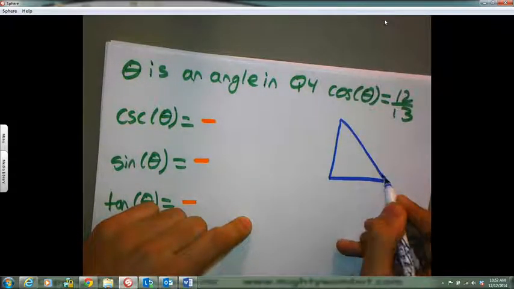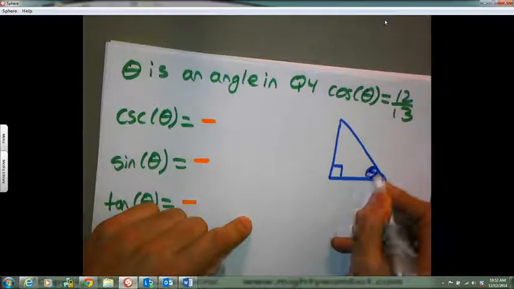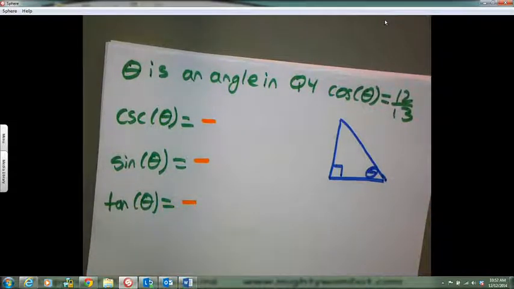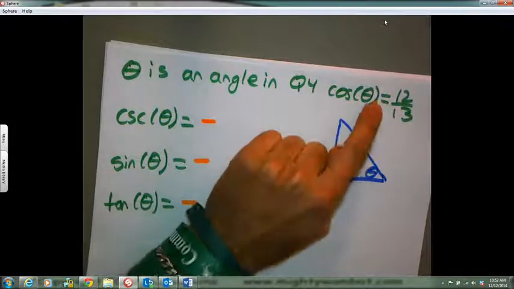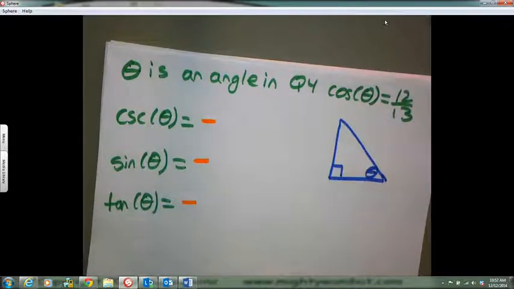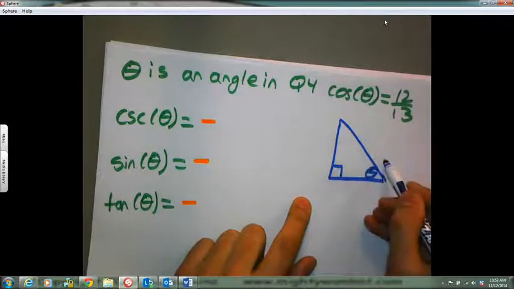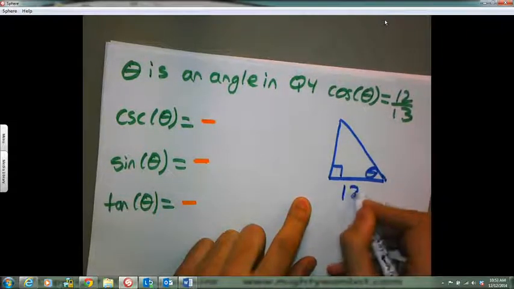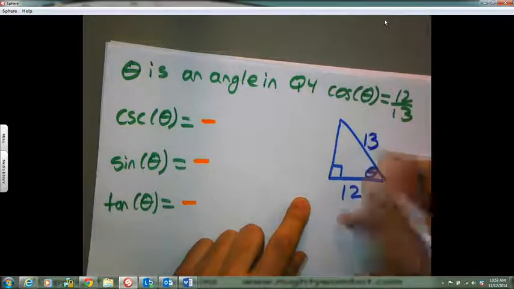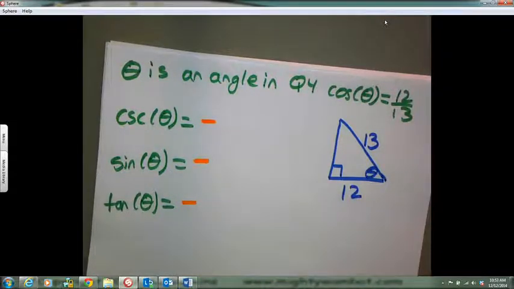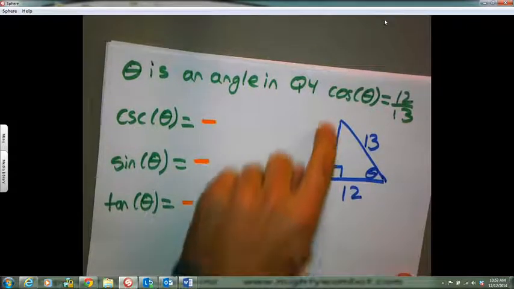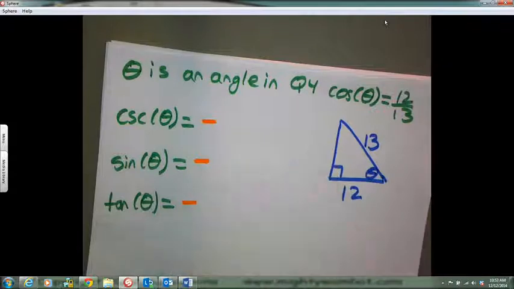My right angle, got my theta. And they've told me that cosine of theta equals 12 over 13. And I know from geometry, SOHCAHTOA, cosine is adjacent over hypotenuse. So adjacent must be 12, hypotenuse must be 13. If that logic works for you, start finding the other side using the Pythagorean theorem. If you have a question on the logic, please ask.